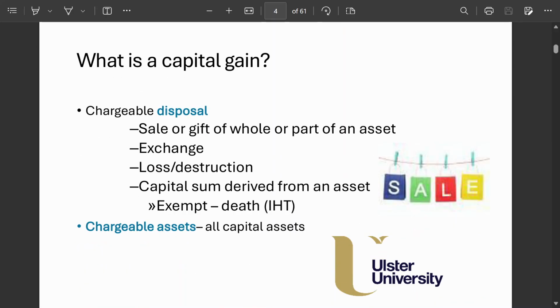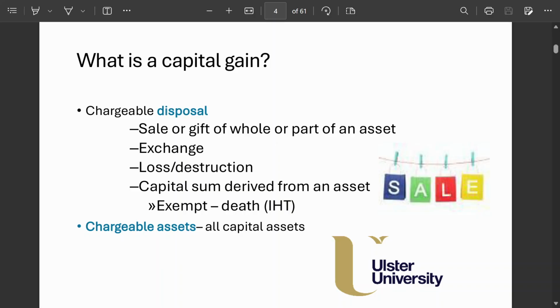Chargeable disposal. So these are different types. This is the expanded meaning of disposal. As I said, normally disposal we understand just as a sale, but it includes sale or a gift of whole or part, any exchange, loss or destruction. If you die, there is an exemption for that, for capital gains, but then you get into the inheritance tax. That's another funny tax they have in the UK, which many countries don't have. So the UK's got taxes everywhere.